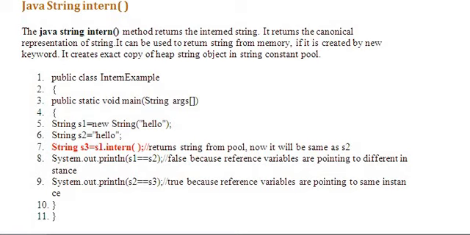Whenever we create a string object, two objects will be created, that is, one in the heap area and one in the string constant pool. And the string object reference always points to the heap area object. Look at line number 5, String s1 = new String("hello"). It will create two objects and point to the heap area created object.